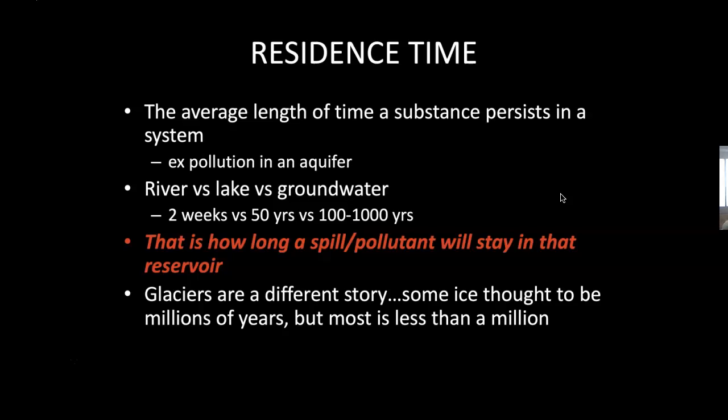Rivers, it's something like 2 weeks, and that's going to depend on sedimentation. Does the pollutant settle out quickly and become part of the channel sediment, or does it wash downstream? If it continues to move downstream, it looks like 2 weeks, but if it gets trapped in sediments, then it could stay there essentially forever. Lakes are about 50 years, groundwater 100 to 1,000 years before the pollutant gets out of the system. Glaciers are a different story. We don't usually pollute those, but the water stays in there, maybe even 1,000,000 years or so.